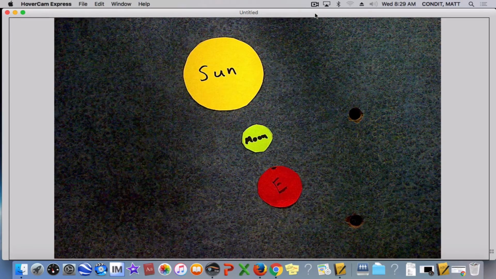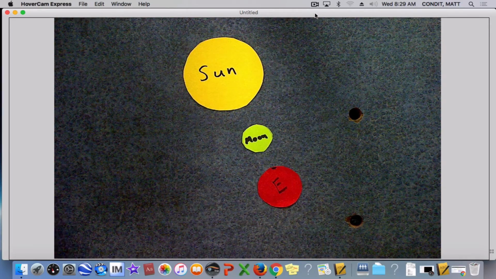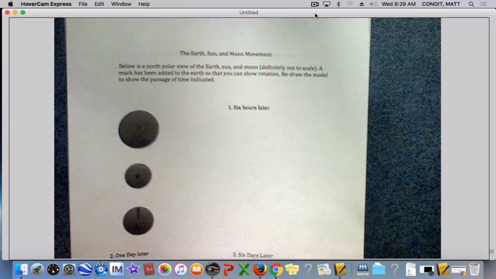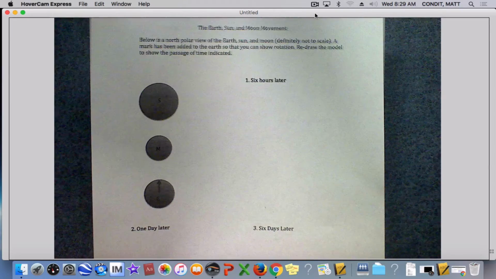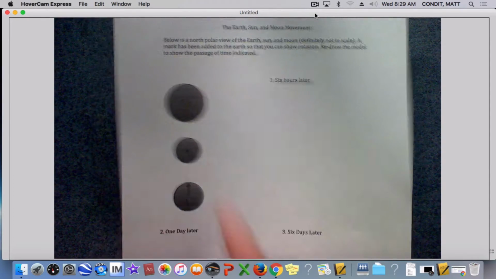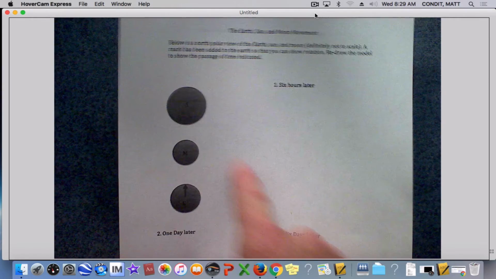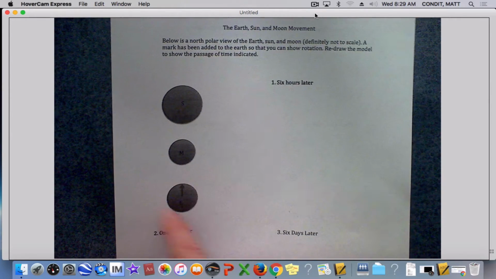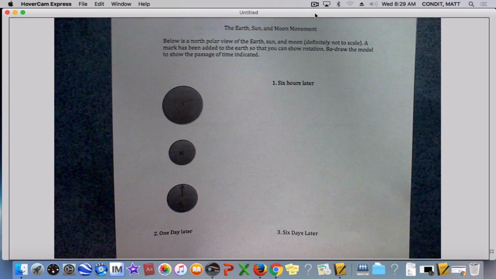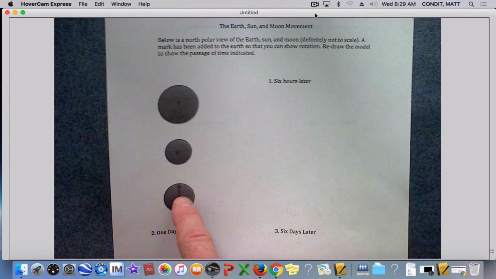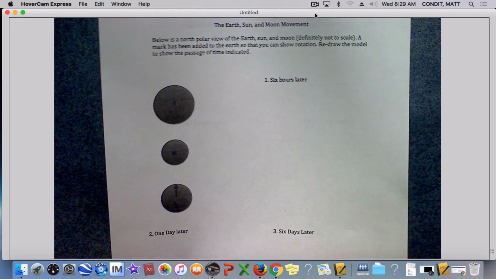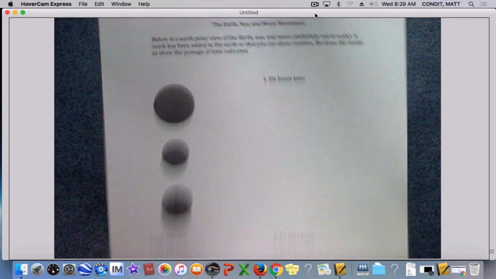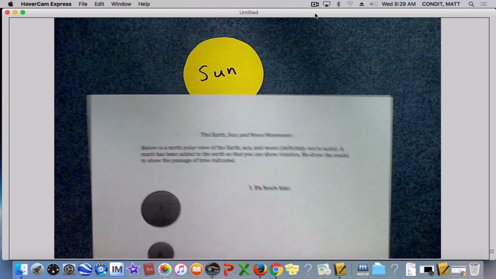So what you're doing on all of these is redrawing these bodies according to the elapsed time written. I've just given you a number of examples here, and now you need to do them on your own. But remember, the Moon around the Earth, revolution, about a month. Rotation of the Earth, one time around in 24 hours. Revolution of the Earth around the Sun, 365 days or 52 weeks. Okay? So, happy Earth, Sun, and Moon movement North Polar view drawings.